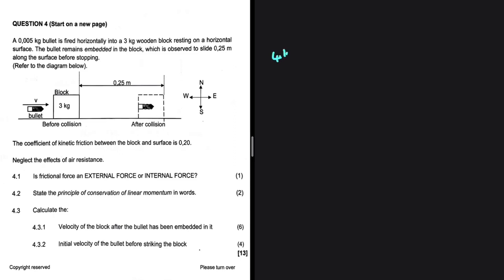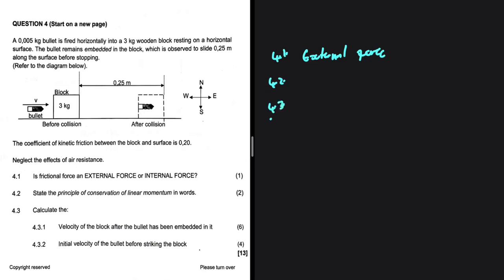4.1. Is frictional force an external force or an internal force? I don't think there's any need to explain that. Frictional force is an external force of a system. External force. Let's look at 4.2. Say the principle of conservation of linear momentum in words. The total linear momentum of an isolated system remains constant.